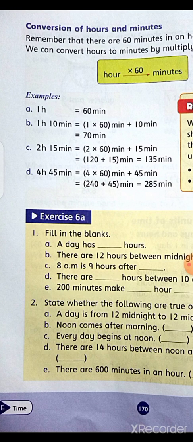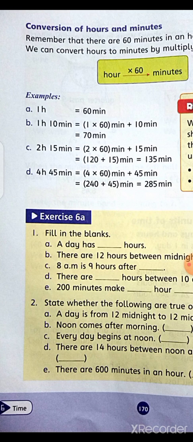In the C part, if you look, there are 2 hours and 15 minutes. It's very easy to convert hours into minutes by multiplying 2 by 60. We convert hours into minutes, plus 15 minutes. So 2 times 6 is 12, put 0 after the number on the right hand side. So 60 multiplied by 2 is equal to 120 minutes, plus 15 minutes is equal to 135 minutes.